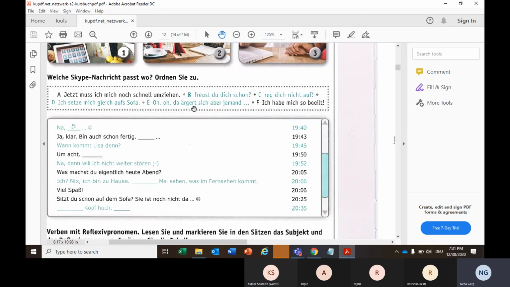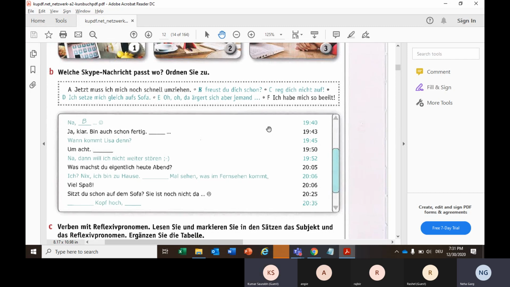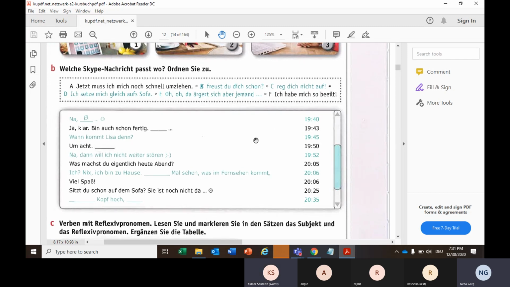Oder ärgert sich aber jemand. Okay, that irritates, and that can irritate anyone. Ich habe mich so beeilt. I hurried up a lot. So now I told you, in Arts 5 we will be learning some reflexive verbs. In these sentences, reflexive verbs have been used, but what these are exactly and how they work, we'll discuss that on Monday. But let's try to do this exercise as of now.